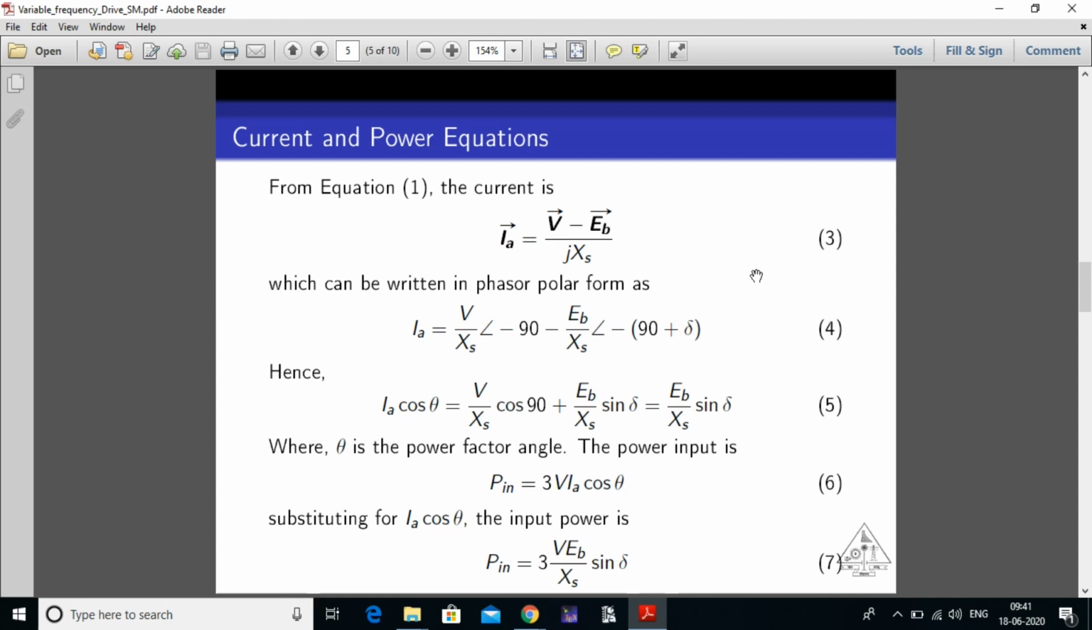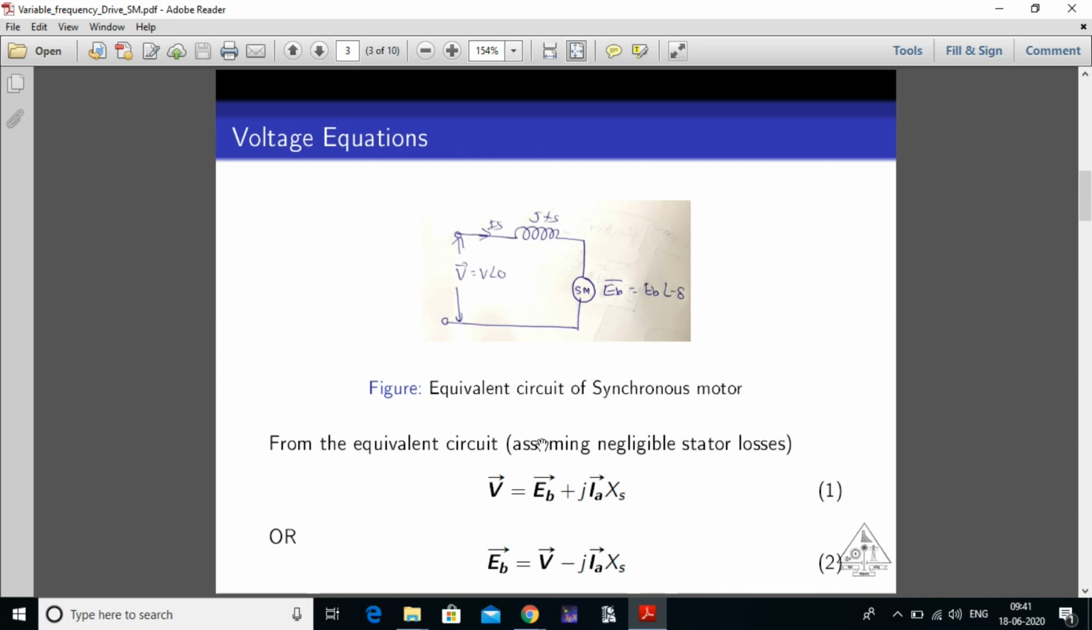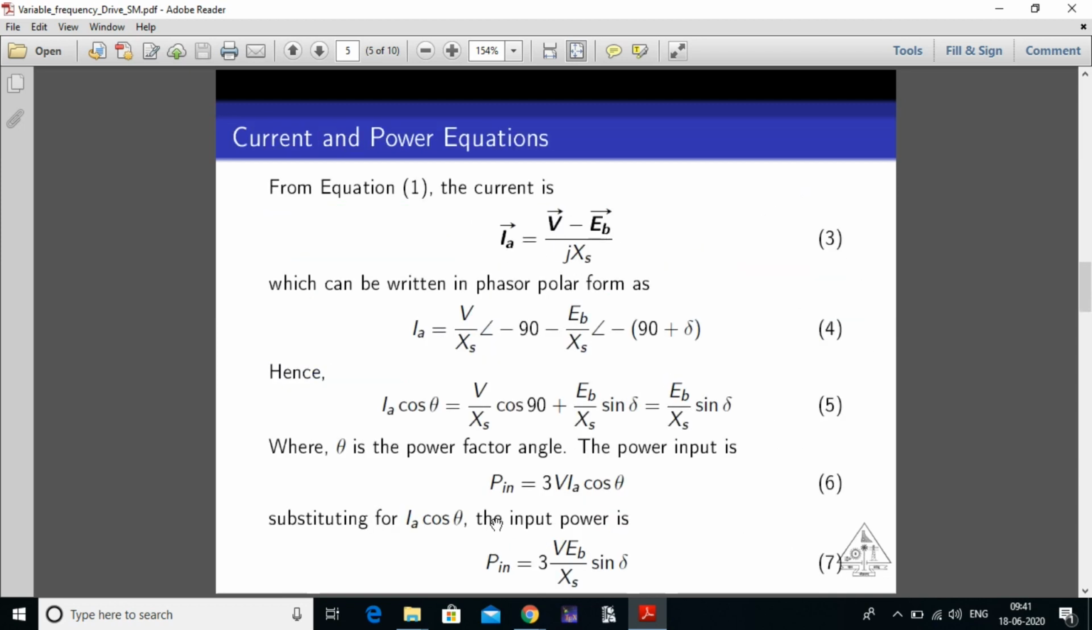The current and power equations. From the basic voltage equation, we can see that if I take Eb to the other side, this will be V minus Eb. And if I divide by jXs, I will get the current. Therefore, V minus Eb divided by jXs is equal to Ia. That is what is written in equation 3: Ia is equal to V minus Eb divided by jXs.